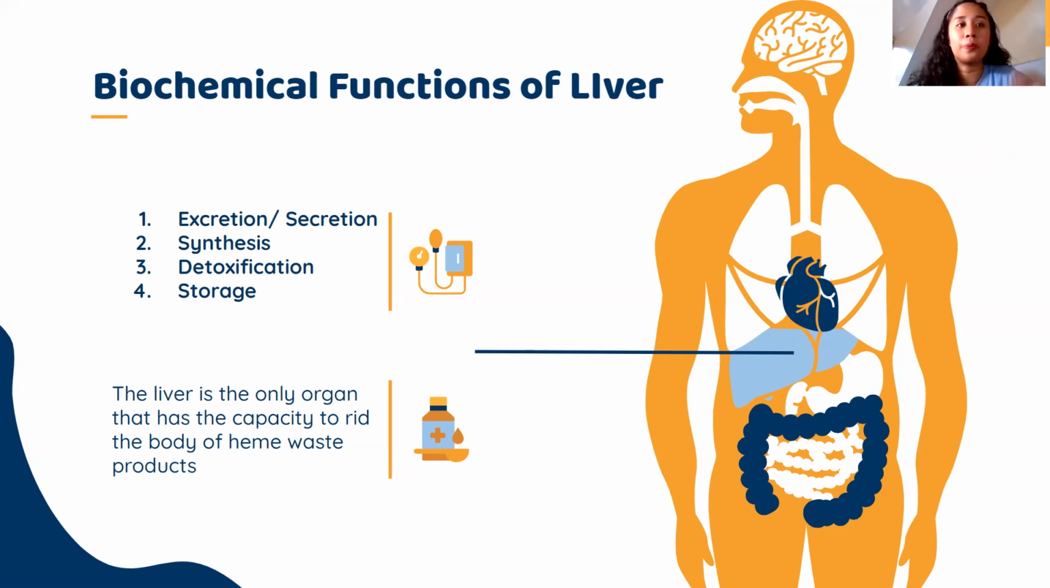And that's true. The liver is the only organ that has the capacity to rid the body of heme waste products. So for this discussion, bilirubin assesses the secretion function of your liver. Nung topic natin ng proteins, the proteins assess the synthesis function of your liver. So ibig sabihin, kung mababa ang protein, it could point out that there's something wrong with the liver. Pero ngayon, since bilirubin, it's all about excretion and secretion of the liver.